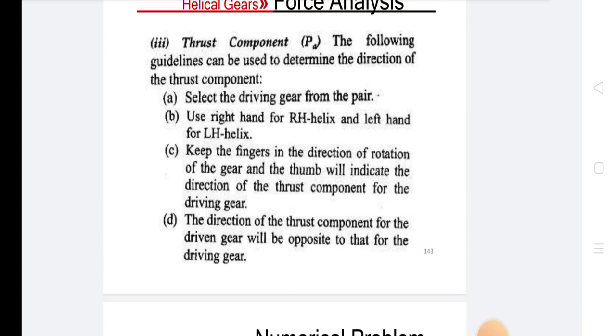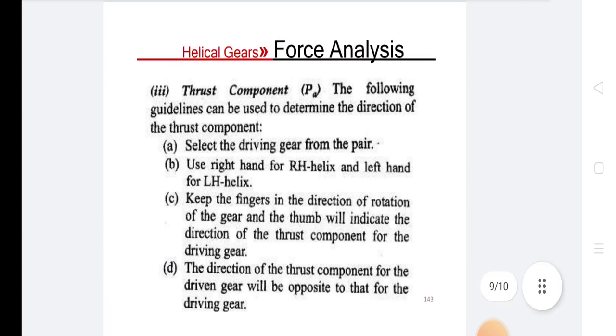The thrust component is very important. After this, there is the resultant force F. The resultant force acting on the helical gear tooth is given by F is equal to root of Ft square plus Fr square plus Fa square.